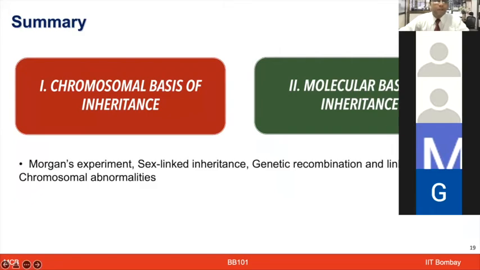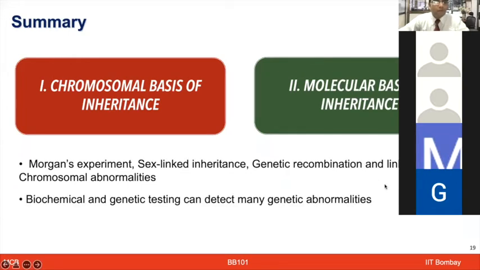but again, probably things will be much clearer to you, that we talked about some of the elegant Morgan's experiments, sex-linked inheritance, which Morgan proved that there is a basis of where the genes are located on the chromosomes, some of the key events happening for genetic recombination, linkage, and various chromosomal abnormalities, which we now know based on biochemical and genetic testing.